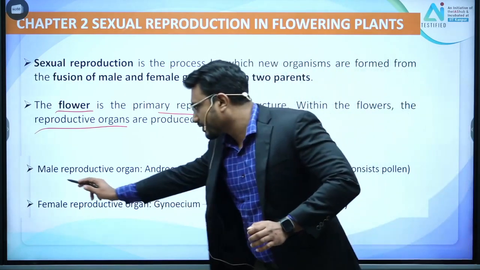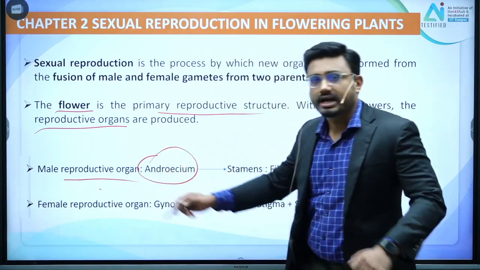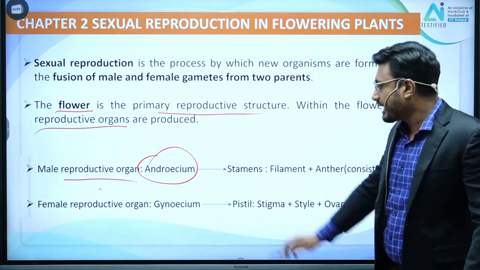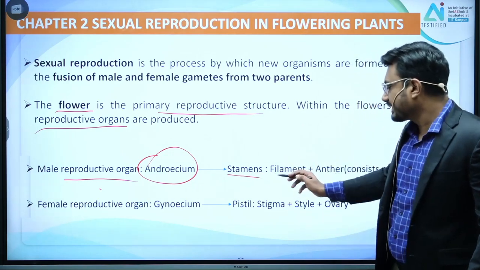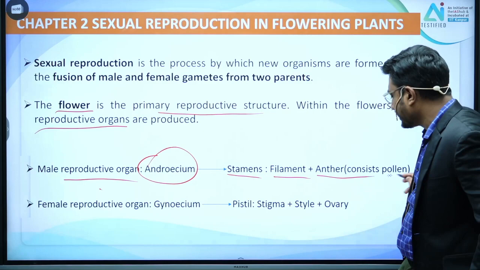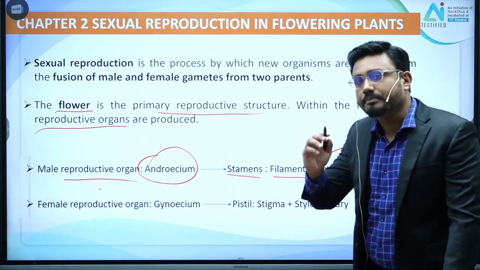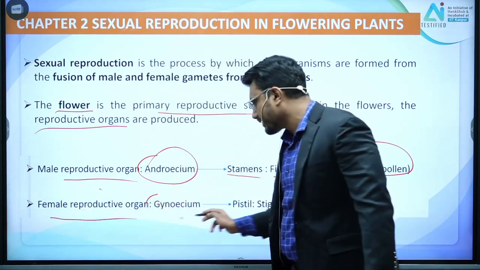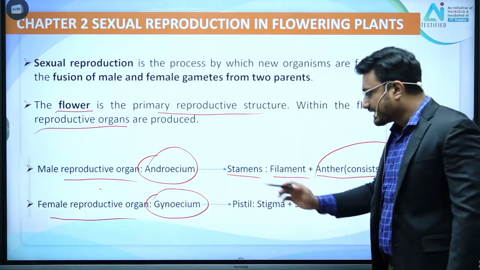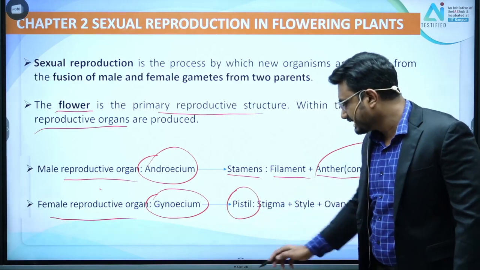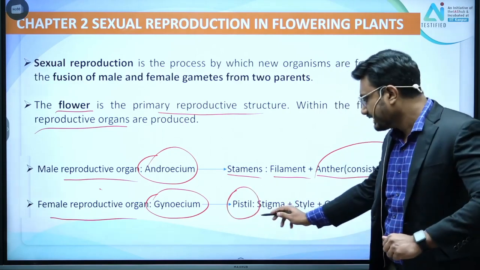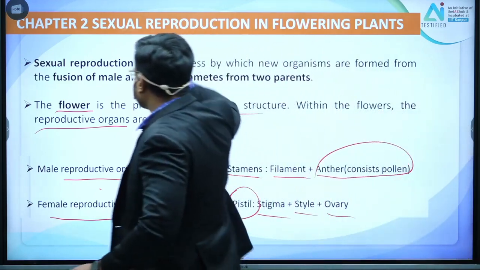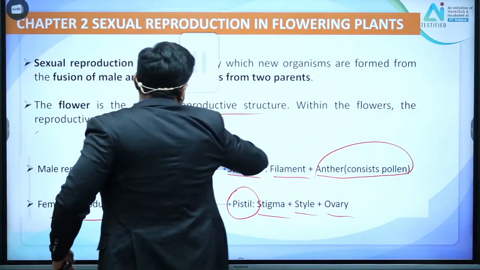So now let's go through the male and female reproductive organs. The male reproductive organ is also known as the androecium. What is it made up of? The androecium is made up of stamens that consist of the filaments and the anther, and this anther consists of the pollen grains. The female reproductive organ is also known as the gynoecium. This gynoecium is also known as pistil, and this pistil consists of the stigma, style and the ovary. So now let's move to the next key concepts from this chapter.